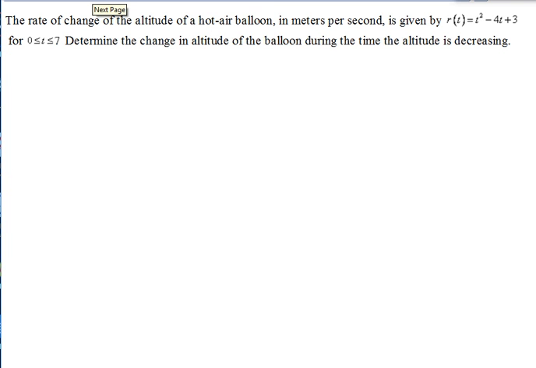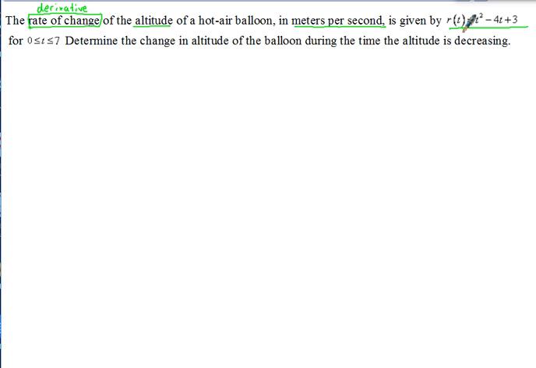All right, let's take a look at another applied one here. It says the rate of change. Remember, rate or rate of change is another word for the derivative. So the derivative of the altitude of a hot air balloon in meters per second, that's another clue at the derivative, whenever it's something per something, that's the derivative, for rate of change, is given by r of t equals t squared minus 4t plus 3. So even though they don't use the prime notation, this still does represent the derivative.